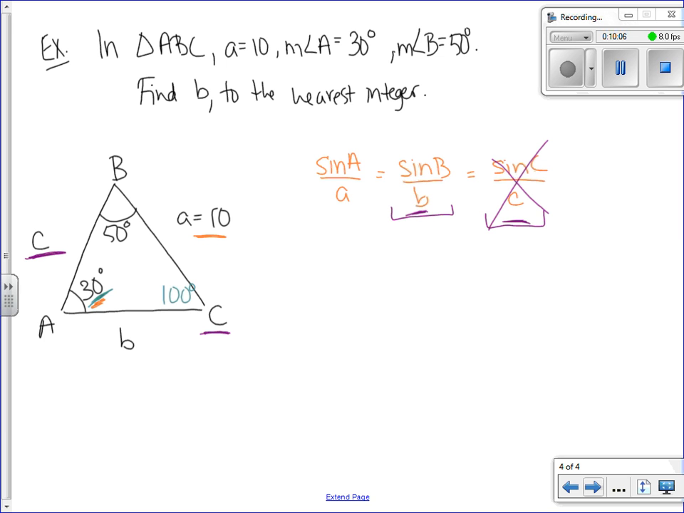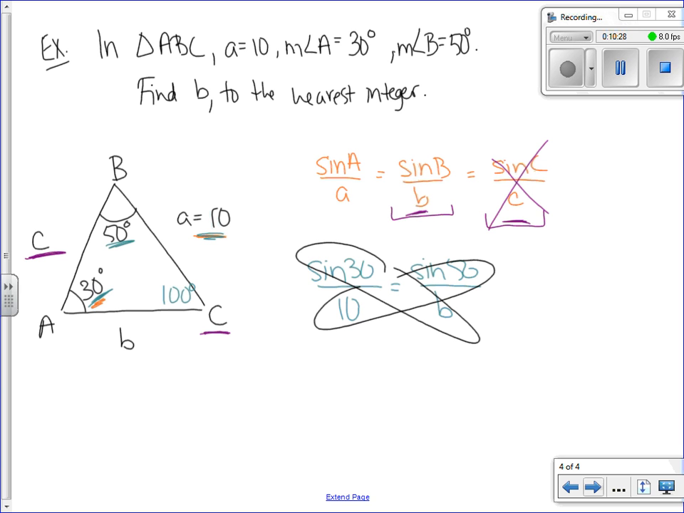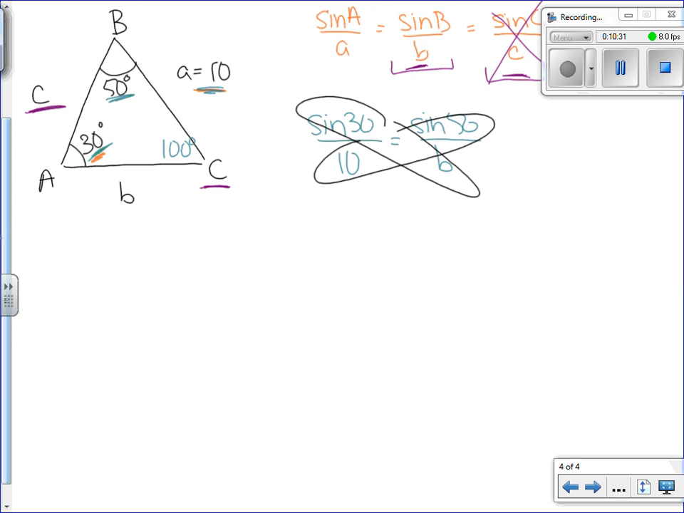The sine of A is the same thing as the sine of 30. And little a is 10. The sine of B, well, that's the sine of 50. And little b is what I want. Now, just multiply. That's simple. Let me move the page. So I get b times the sine of 30 is equal to 10 times the sine of 50.